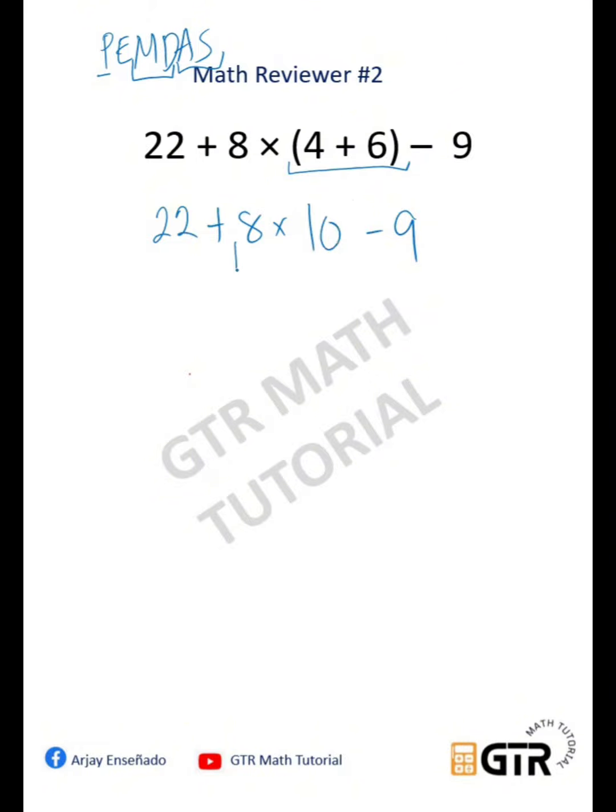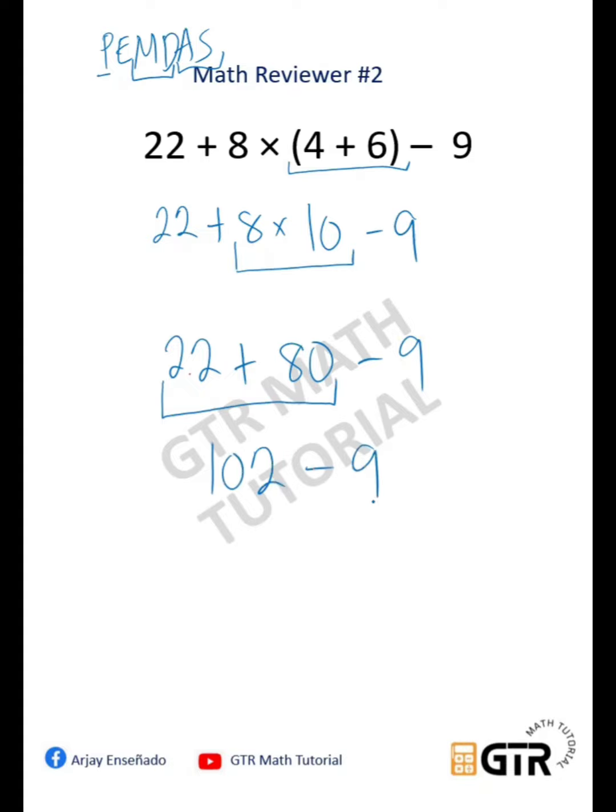So evaluate first the multiplication. So we have 22 plus 8 times 10. That is equal to 80 minus 9. And then addition and subtraction from left to right. So we have 22 plus 80. That is equal to 102 minus 9. So the final answer is 102 minus 9. That is equal to 93.